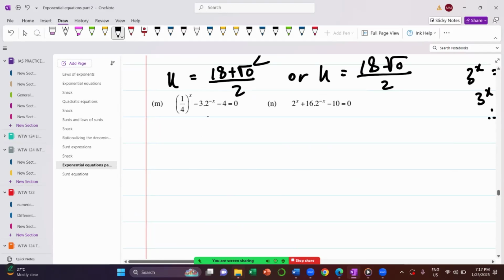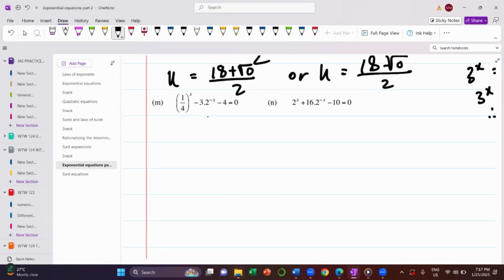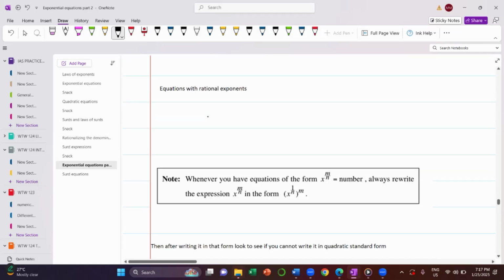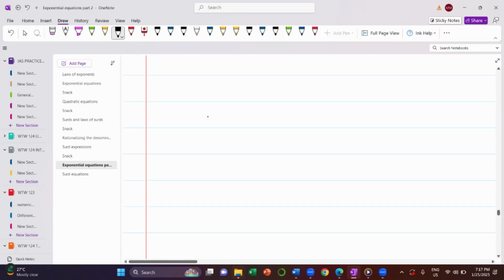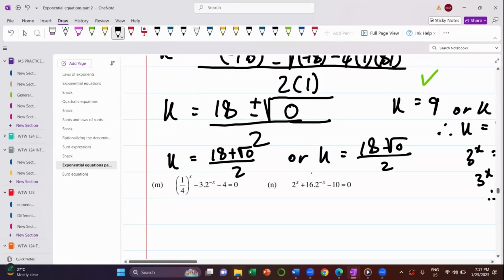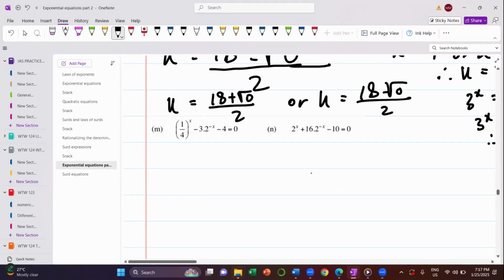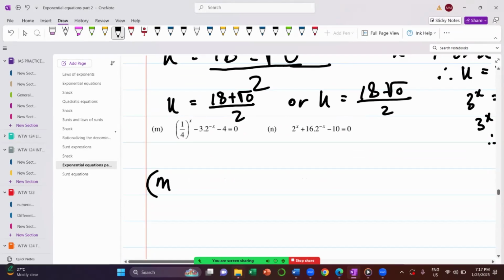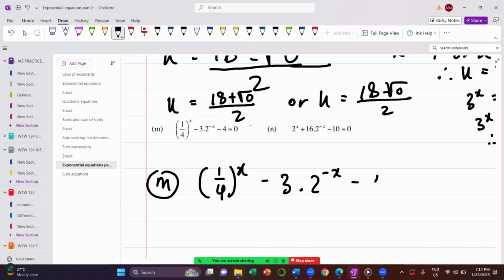So I want to show you guys another kind of problem so that you guys don't stress a lot. I want to show you guys M. M looks like a very interesting one. Before I move on to the one of rational exponents, let's check problem M, right? Look at problem M. It's saying I have 1 over 4 all to the exponent of x minus 3 times 2 to the exponent of negative x minus 4 all equal to 0, right?